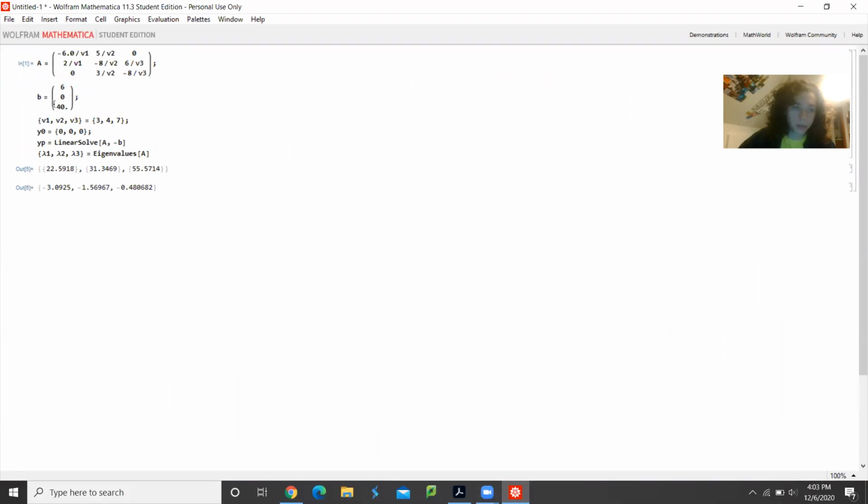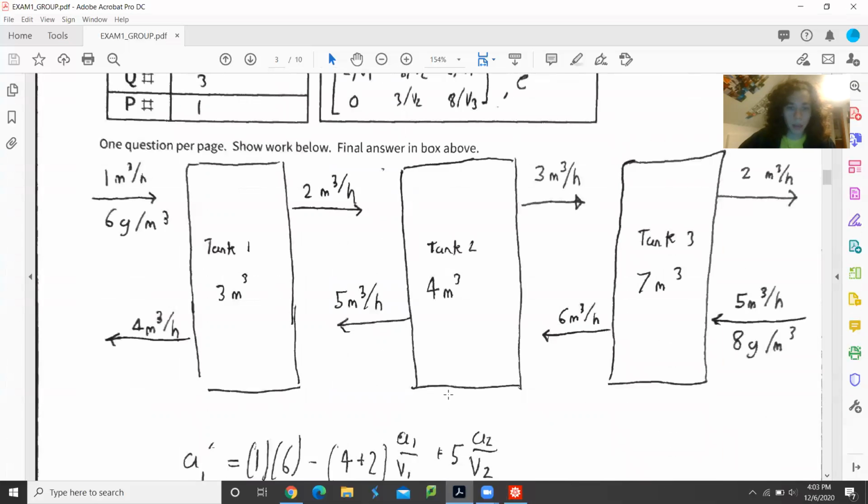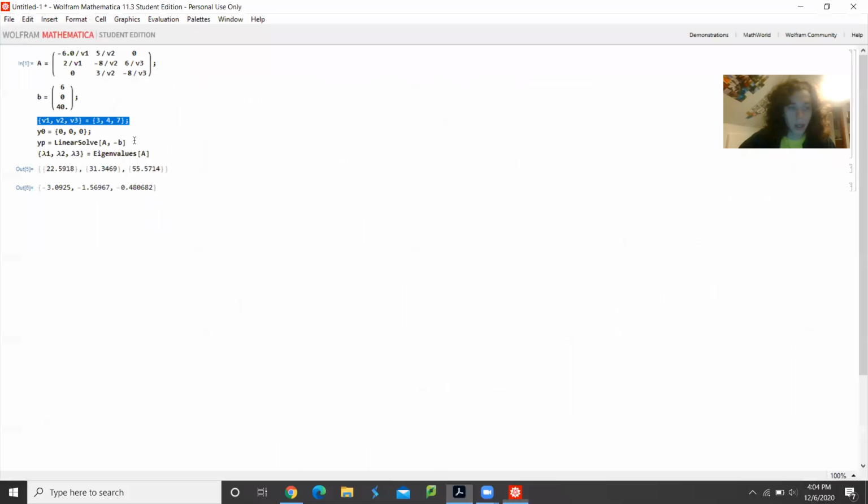So use this more for studying. B, simple. And then V1, V2, and V3 are the initial amount in each tank, which is a good check because it's right here. Tank 1, tank 2, and tank 3, 4, 7. And then what we're going to do is write y of 0 as a matrix, and then just LinearSolve of A and negative B. And then after that, we're just going to get our matrix, which is the end point of each tank.